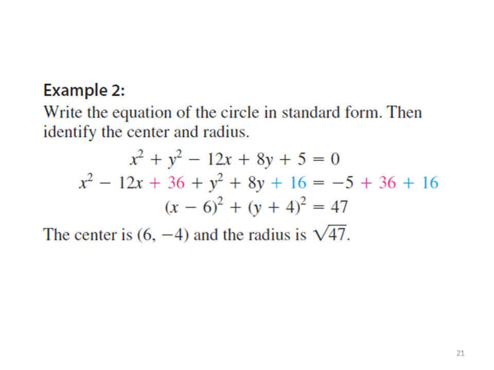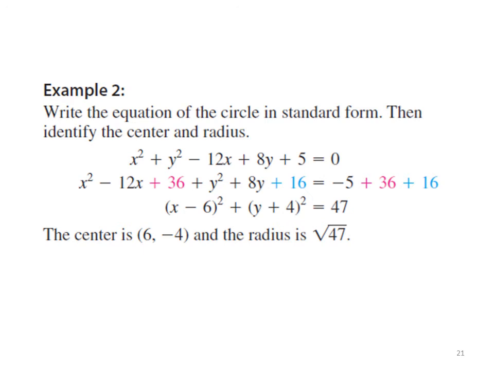In example 2, we want to write the equation in standard form and then use that form to identify the center and radius. The equation of the circle in this case in the general form: x squared plus y squared minus 12x plus 8y plus 5 equal to 0. The first step is to separate the x values and the y values, and in the left hand side just leave the variable terms and separate the x terms and the y terms. Any constant, any number, you can take to the right hand side.